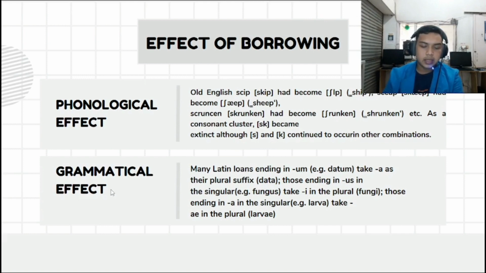And the next is grammatical effect. Many Latin words ending in -um, for example datum, take as their plural suffix -a, data, thus ending in -a as the plural. Example: fungus takes -i in the plural, fungi, thus ending in -us in the singular. Larva takes -ae in the plural, larvae.